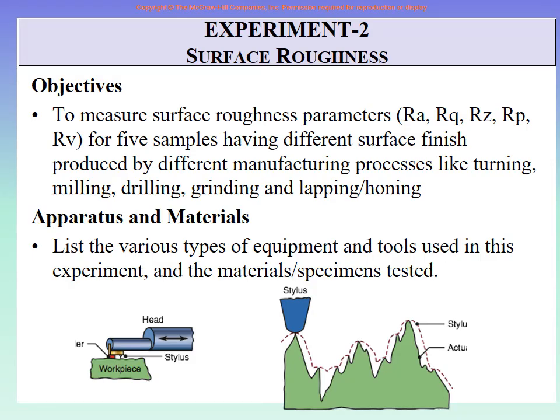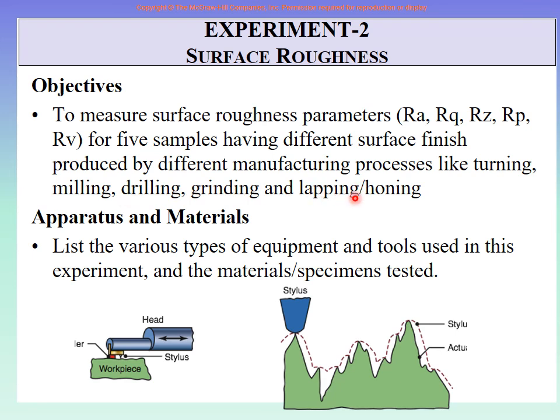Experiment 2 is about surface roughness. Surface roughness, right? So again, I'm just showing you which part of the lectures and so on related to this. To measure surface roughness parameters Ra, Rq, Rz, Rp, Rv, etc., you see the manual, it will be described there. For 5 samples, if there are exactly 5 samples, otherwise whatever number of samples are there, having different surface finish produced by different manufacturing processes like turning, milling, drilling, grinding and lapping honing.